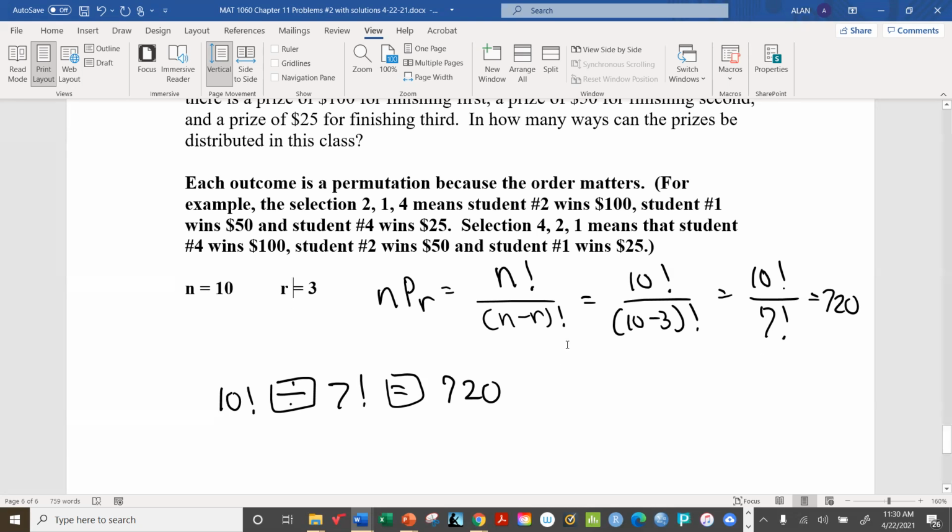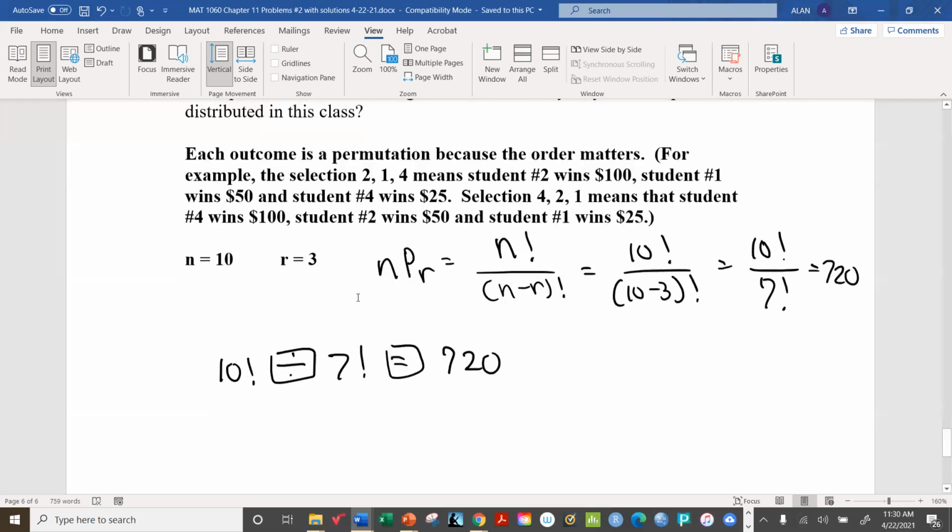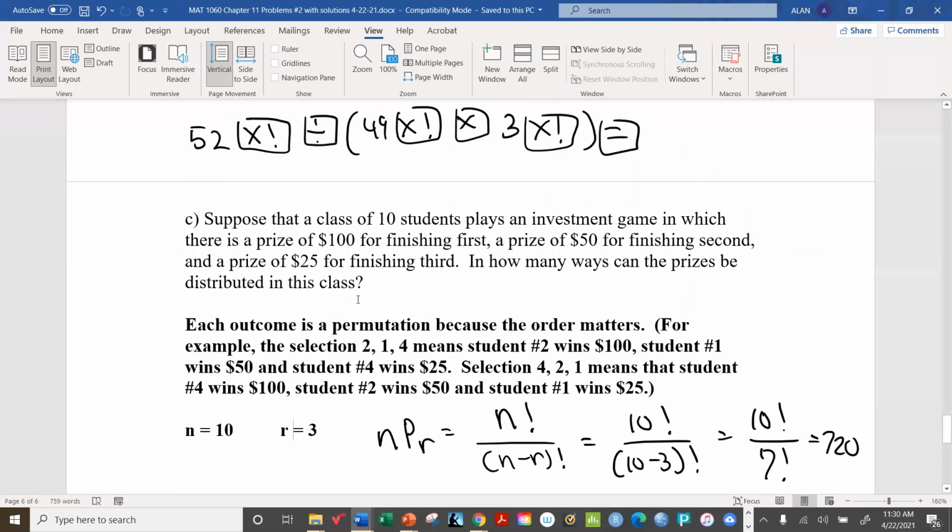So that's it. So now we're in pretty good shape with chapter 11. I think you'll agree. Nice. This will certainly cut down on your studying time for the final exam.